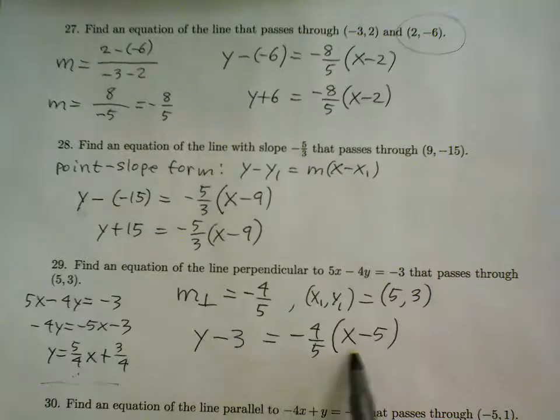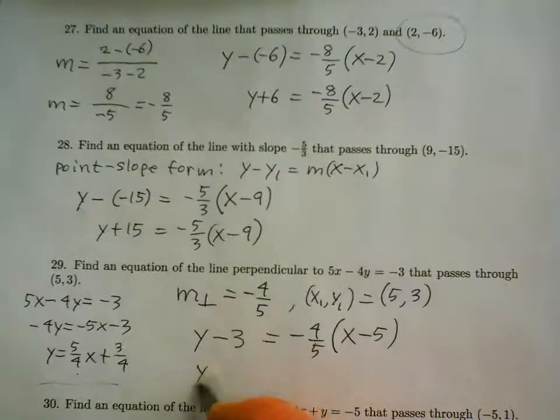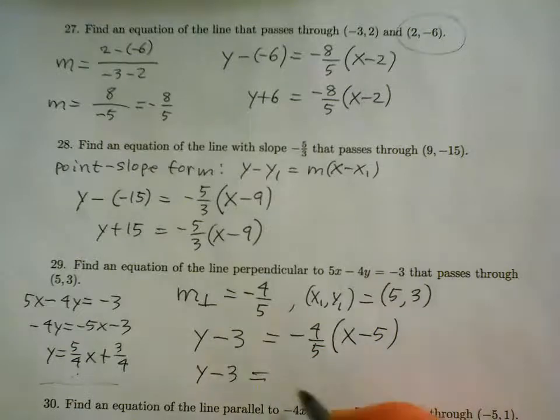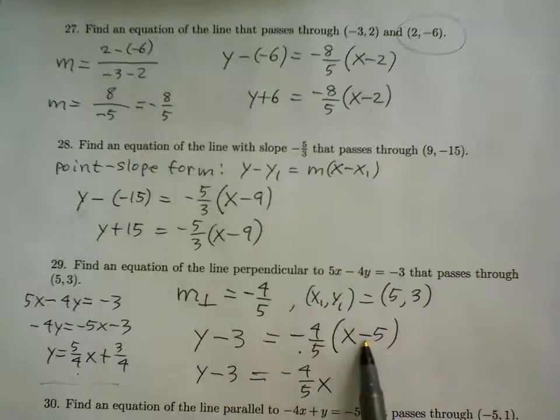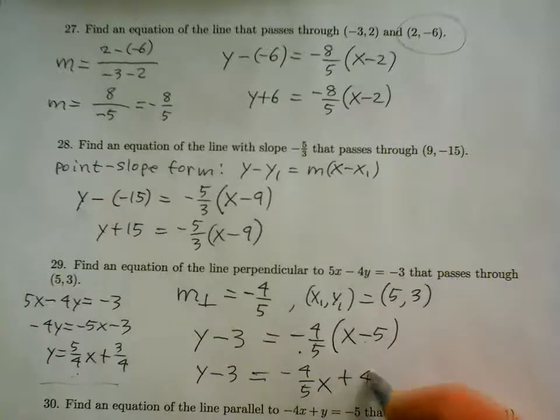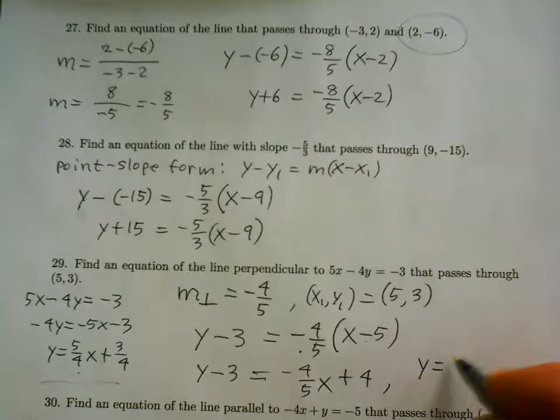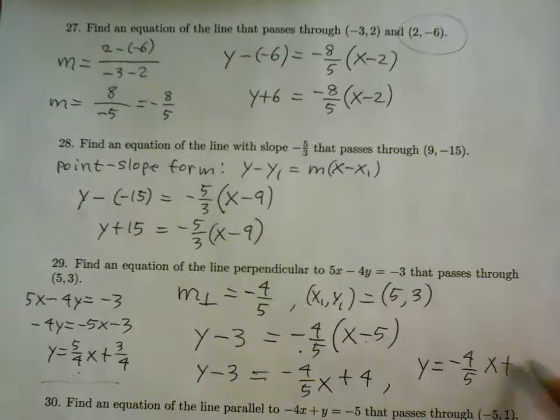Okay, let's go ahead and write it in slope-intercept form. So we distribute multiplication by -4/5. -4/5 times x, and then -4/5 times -5 is +4, so we write +4. And then lastly, add 3 to both sides, we get y equals -4/5 x plus 7. That's the slope-intercept form.